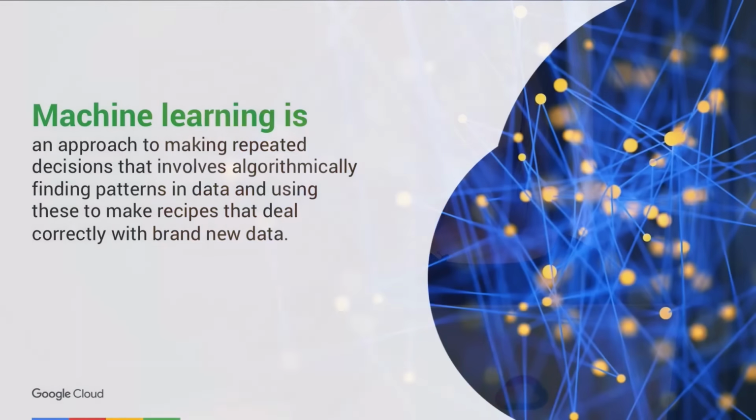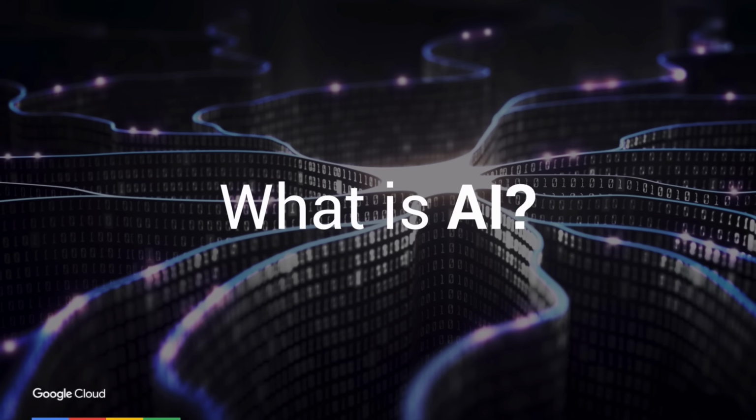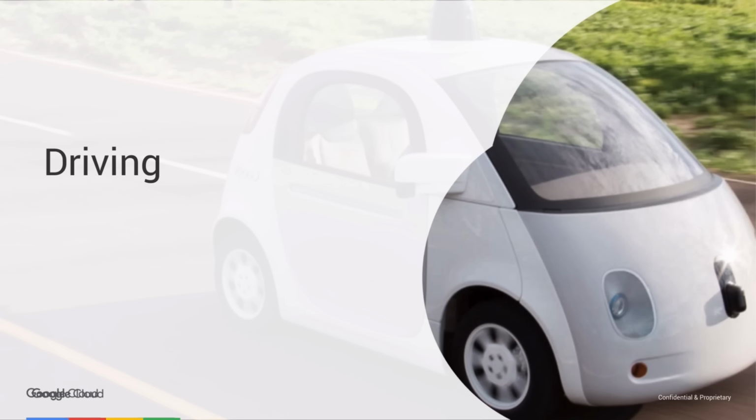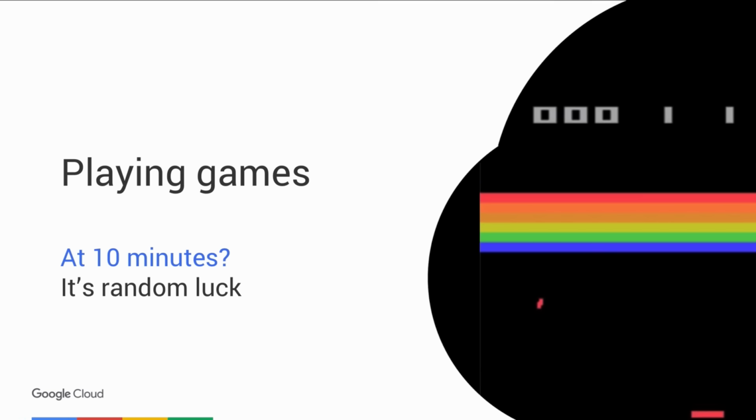So let's summarize. What is machine learning? It's an approach to making many similar decisions that involves algorithmically finding patterns in your data and using these to create recipes that deal correctly with brand new data. So what's AI then? Let's think about what some classic AI tasks have in common. These are tasks like identifying whether a photo has a cat in it or not, having a conversation, driving a car, or playing games that require intuition.